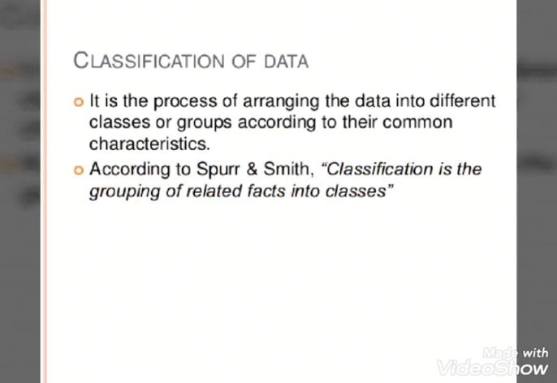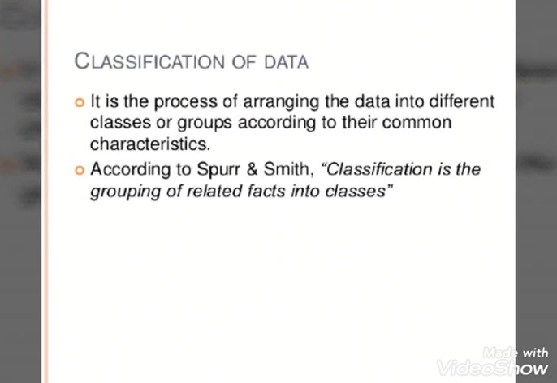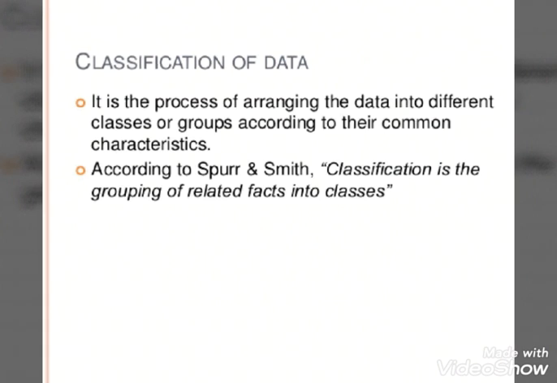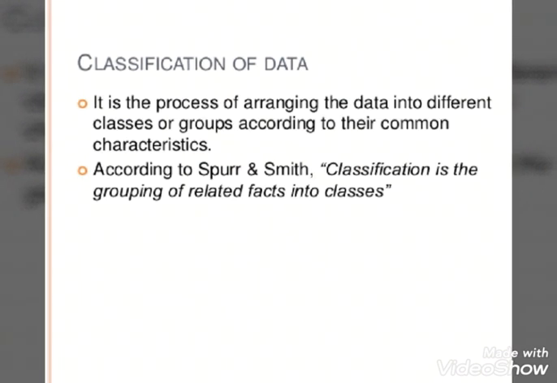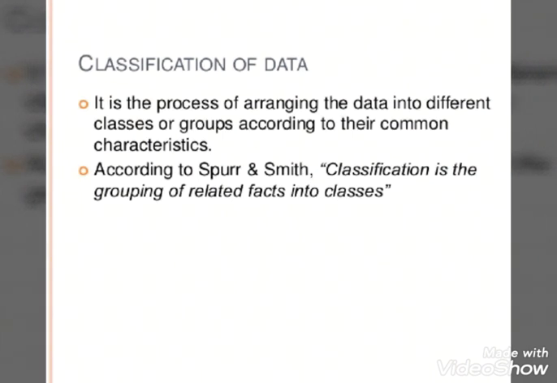So let's see. What is this classification of data? It is the process of arranging the data into different classes or groups according to their common characteristics. According to Spur and Smith, classification is the grouping of related facts into classes. So whatever data you have collected, you have to divide and you have to present. That is what frequency means in this chapter.